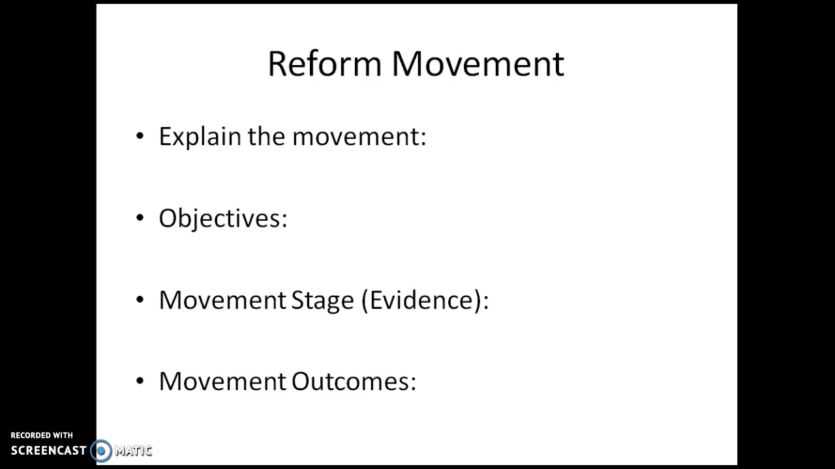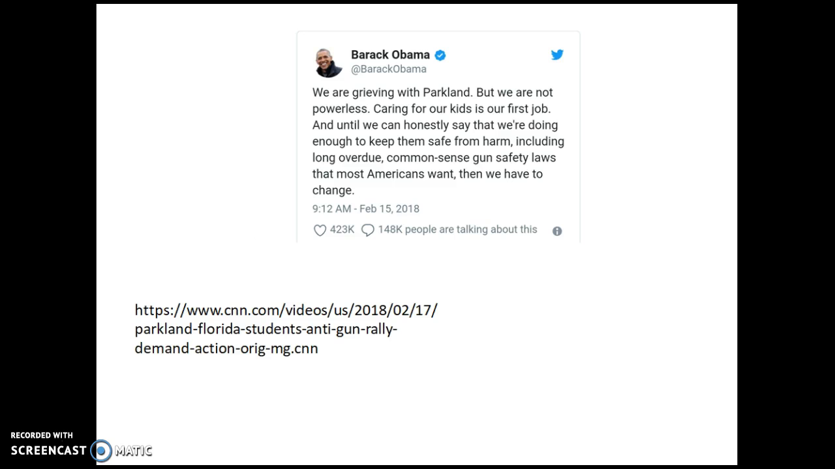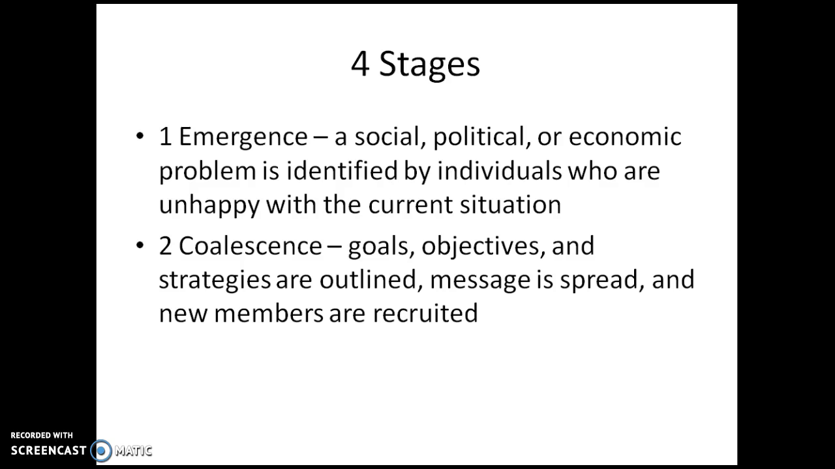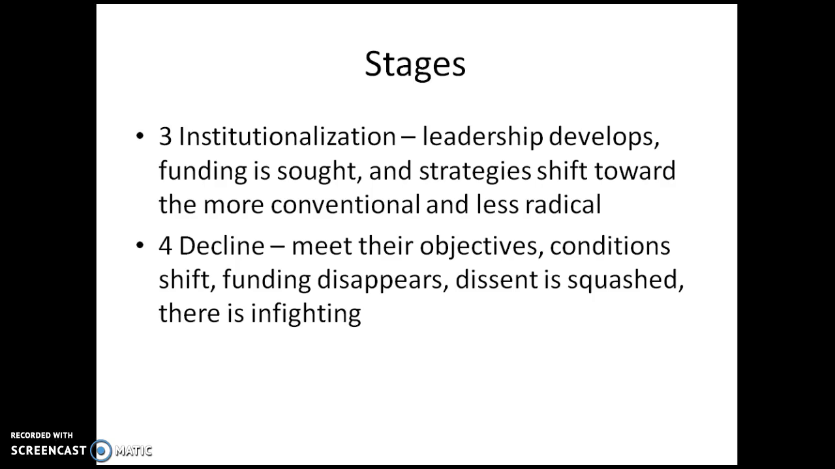What you are going to end up doing with 6.4 is you're going to end up picking a movement and doing some research on it. So nothing specific or nothing too in-depth, just an overall general movement, explaining it, the objectives of it. So in other words, what were they trying to do? That's the objectives. What did they want to do, or what were they trying to accomplish? The movement stage, so which one of those 4 stages are they in? So 1, 2, 3, or 4.